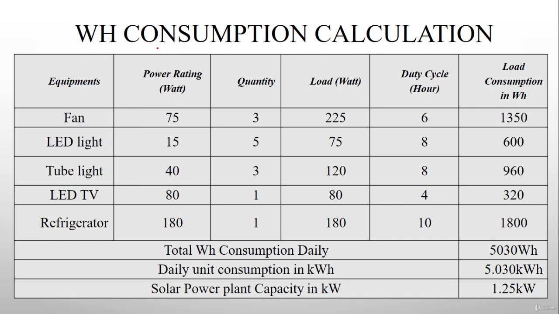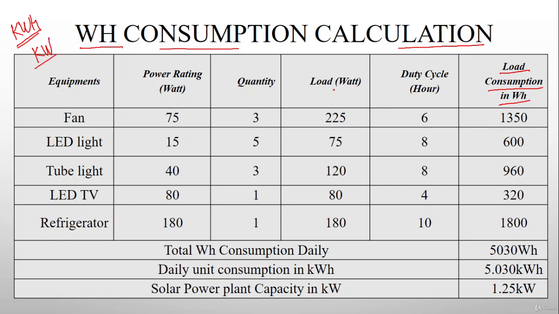Now in this case study, we're going to start with the watt hour consumption calculation. We have taken all these equipment, power ratings, quantities, load in terms of wattage, and the duty cycle. We're going to add the last column, the load consumption of the consumer in terms of watt hour. This is required when calculating the number of units consumed on a daily basis in kilowatt hours, and the solar power plant capacity in kilowatts.